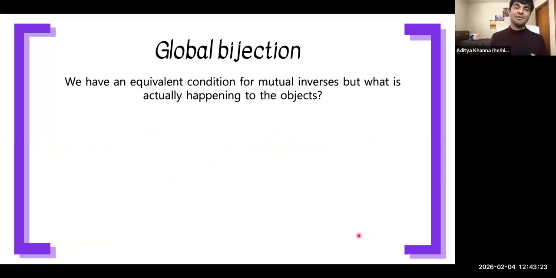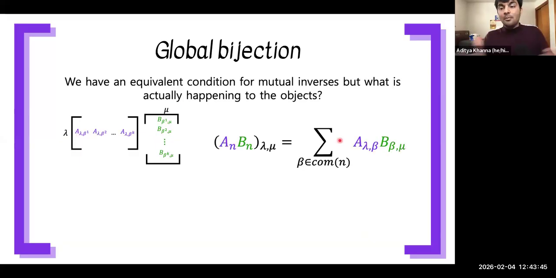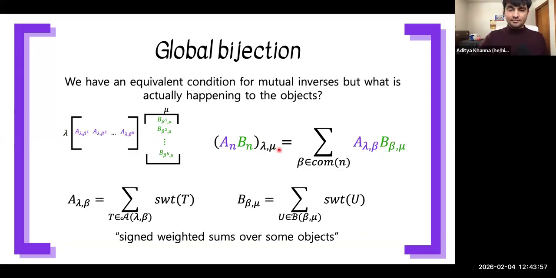Okay, actually time for the punchline. We saw that this is some weird equivalent condition, right? I'm removing or adding some stuff, but on the level of objects, this is not what's happening. So what is actually happening? What is the bijection that proves it? Well, if I multiply two matrices, row lambda and column mu, this is how you multiply matrices, right? You iterate in the columns and you iterate in the rows of the other. So A lambda beta times B beta mu. And this is the lambda comma mu entry.